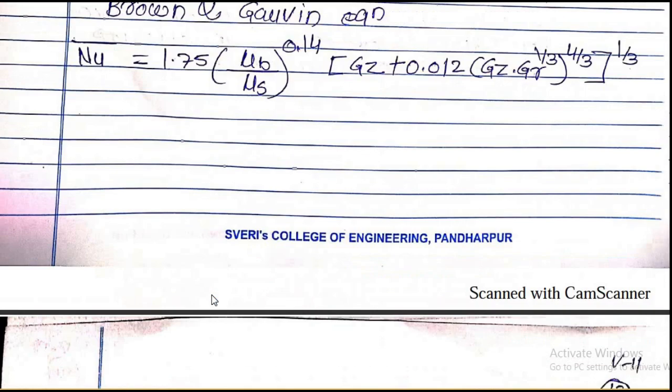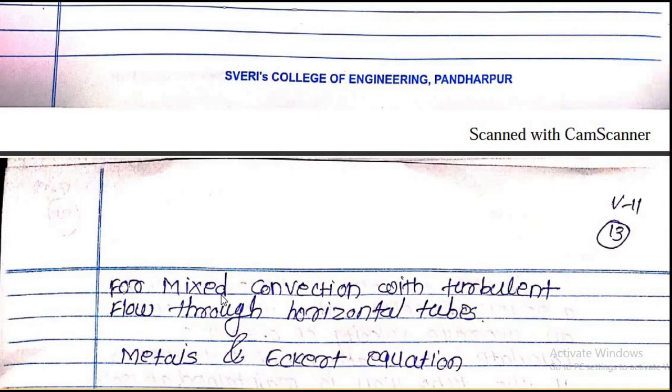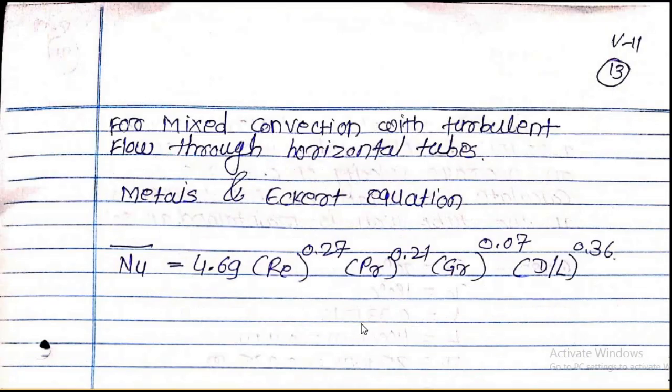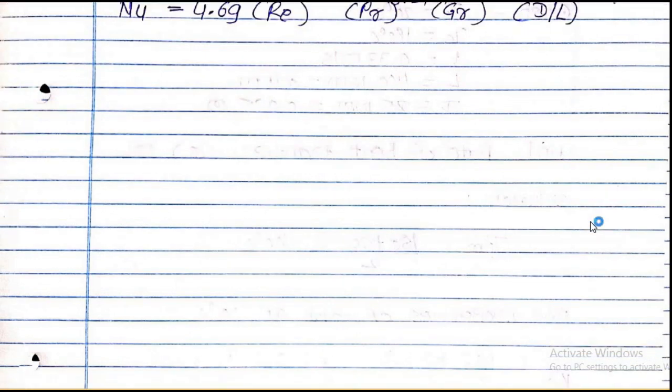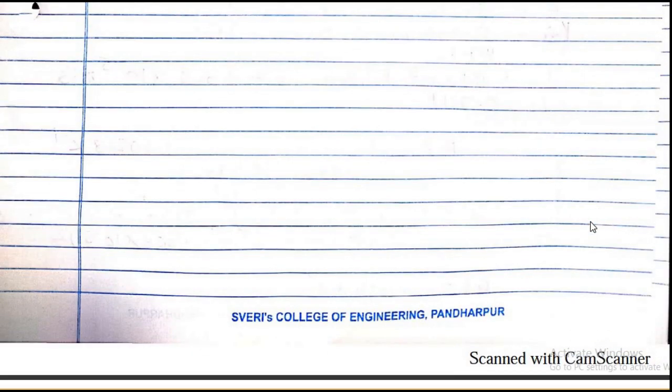Then, if the convection is mixed convection and the flow type is turbulent flow through horizontal tubes, then the Metais and Eckert equation should be used. This equation is given as the average Nusselt number equal to 4.69 Re^0.27 Pr^0.21 Gr^0.07 (D/L)^0.36. Now we'll see one problem related to this mixed convection.